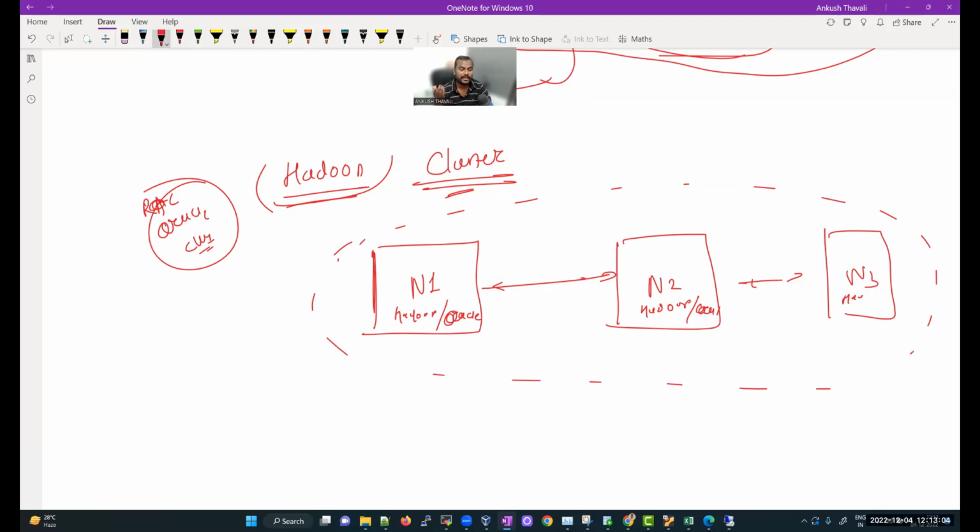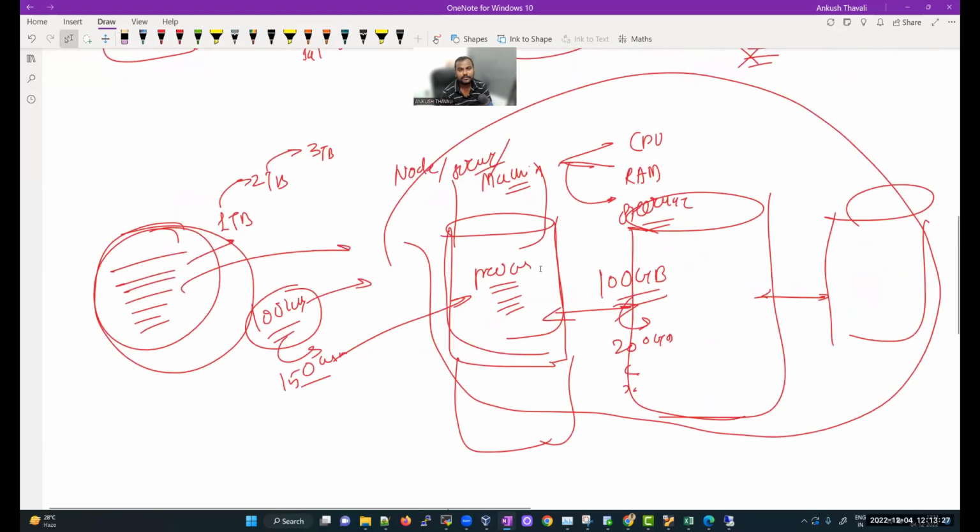So whenever you work as a Hadoop Spark developer or Hadoop developer, you will get a cluster where multiple nodes, multiple machines will be there, and on those machines they install the Hadoop software. That is the reason we call it a Hadoop cluster. Now coming to the processing part.